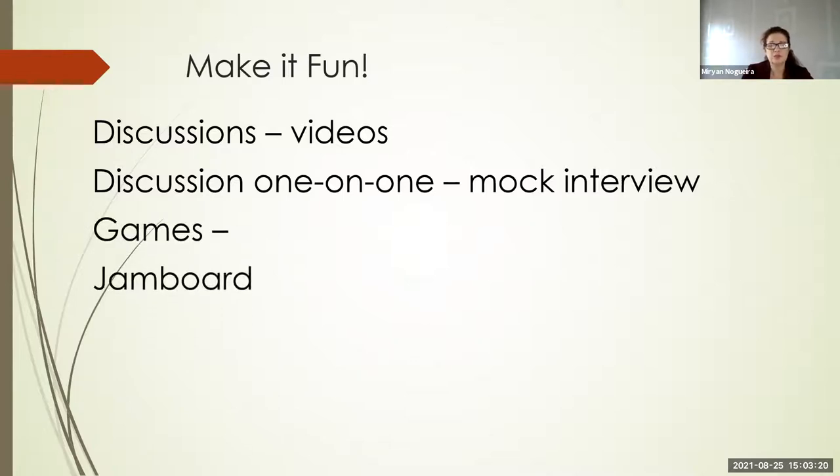Games, I mentioned that to you. Jamboard on Google. Even though it's much more exciting when you do that synchronously, you can also use a Jamboard asynchronously, leave it there, and students can go and add their thoughts about something anytime they want. If they never experienced that before, they're going to start saying, wow, that instructor has the most exciting class. And that's what you want to hear. You want to hear a student who is excited about your class.